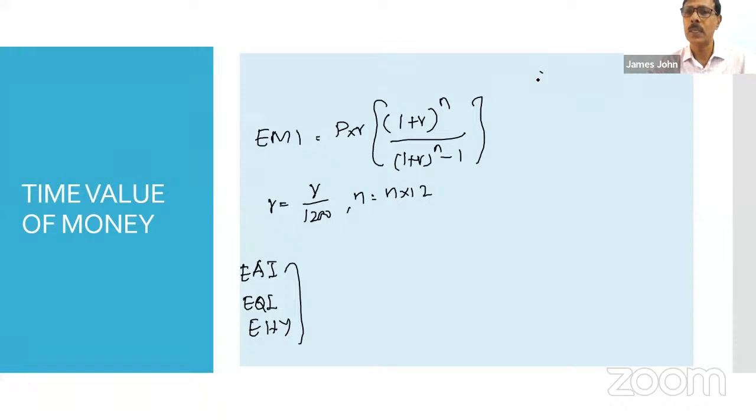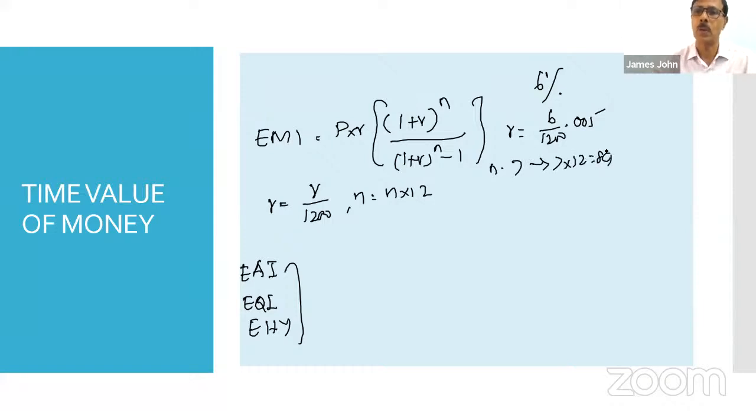That means if it is given interest rate is 6% and you have to calculate EMI, what is the value of R? R is 6 by 1200. You calculate 0.005. Similarly, suppose N is 7 years. 7 years means 7 into 12, that means 84. So this is the change which R and N undergo.